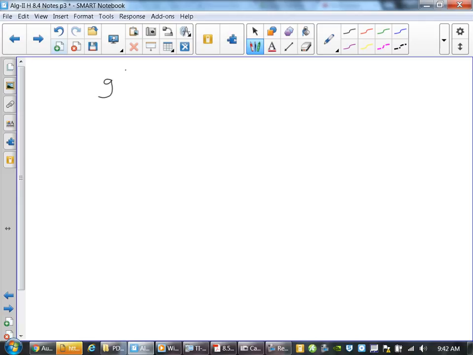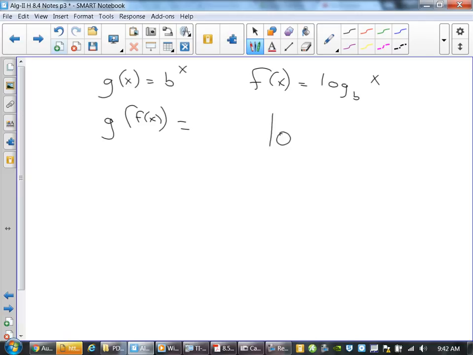We have, if g of x was e to the x and f of x was log base b of x, and I want to do g of f of x, we start with the f of x equation, and I substitute that in for x here, so that the log becomes the exponent. And it's the same principle. Notice you have the same bases. You have a base raised to an exponent with the same base.